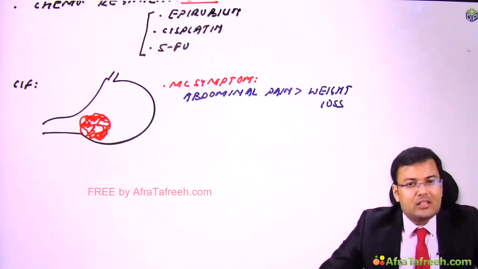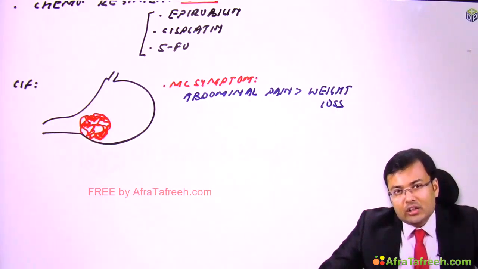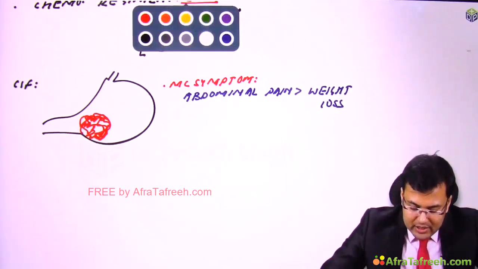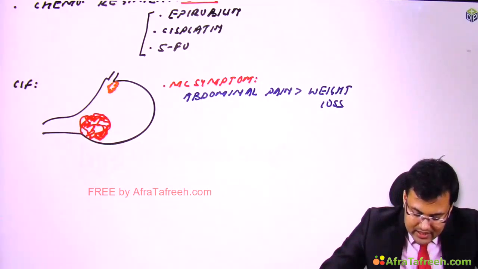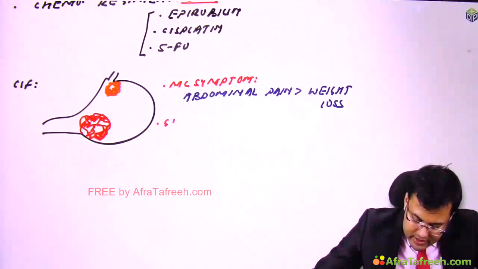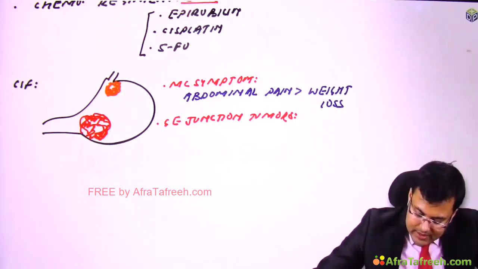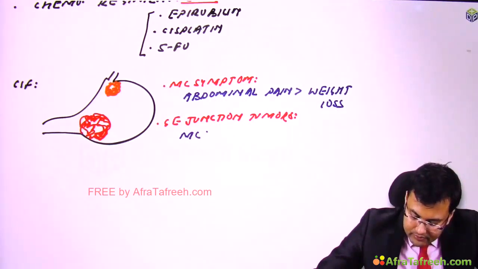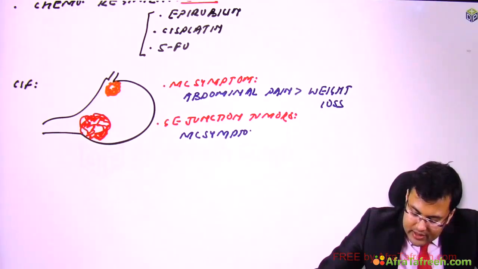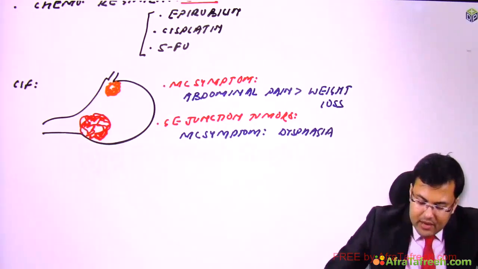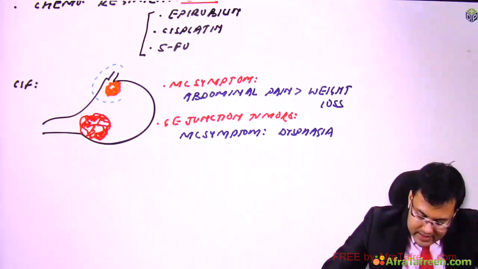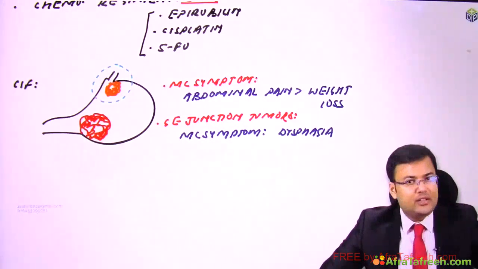Now see, the symptoms will depend on the location of the tumor. Imagine that the tumor is located here at GE junction. For GE junction tumors, the most common symptom is dysphagia. And you know, nowadays there is an increase in incidence of GE junction tumors.